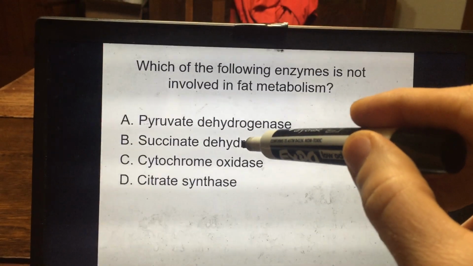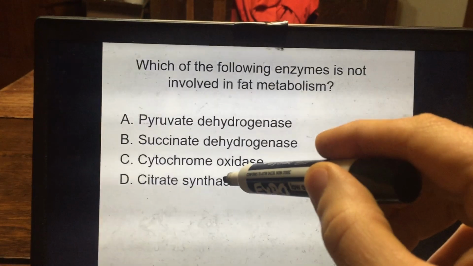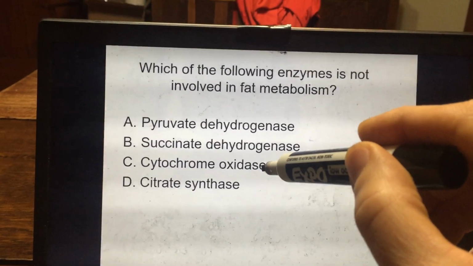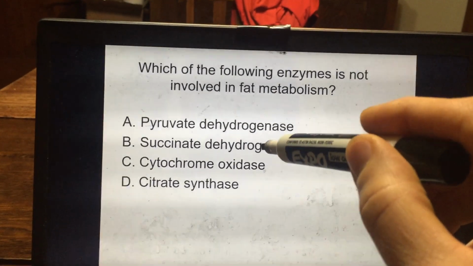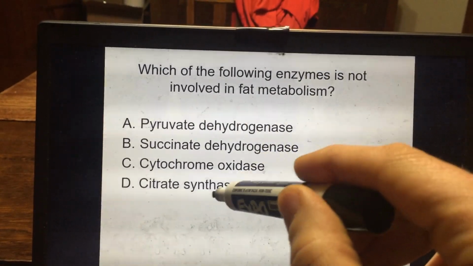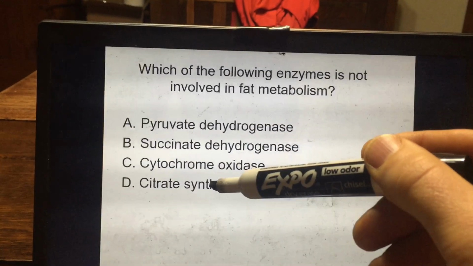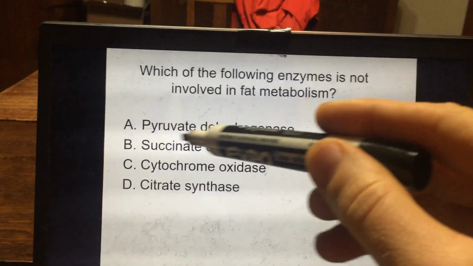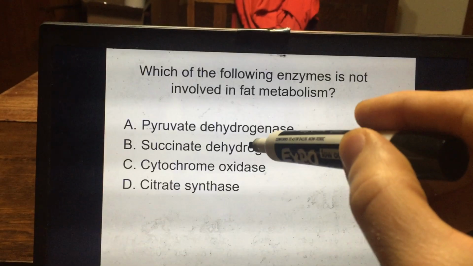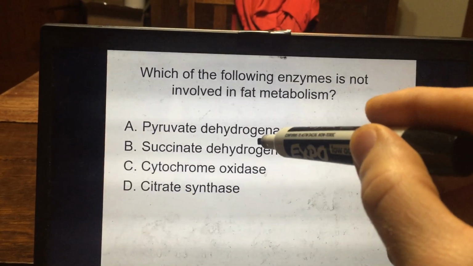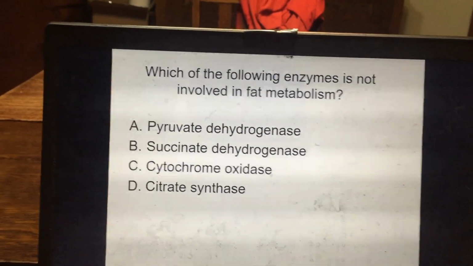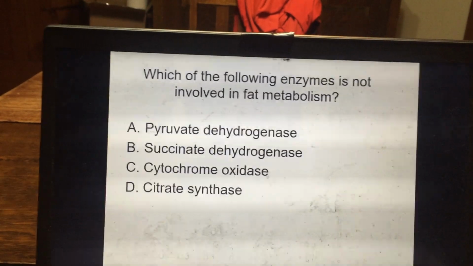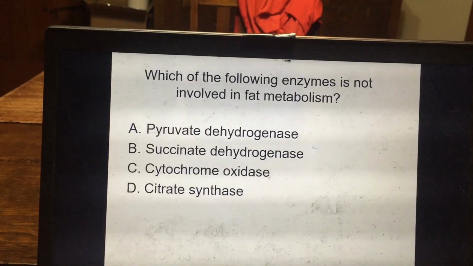Succinate dehydrogenase and citrate synthase are both enzymes of the Krebs cycle, and cytochrome oxidase is an enzyme of the electron transport chain. So these three are involved in fat metabolism, since fat metabolism involves the Krebs cycle and the electron transport chain, but pyruvate dehydrogenase is unique to carbohydrate aerobic metabolism. So the answer here is A. It's the only enzyme not involved in fat metabolism.